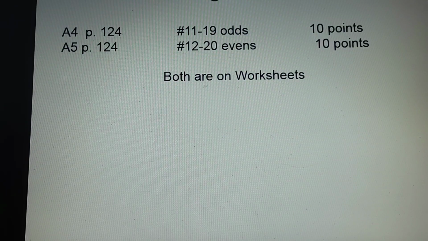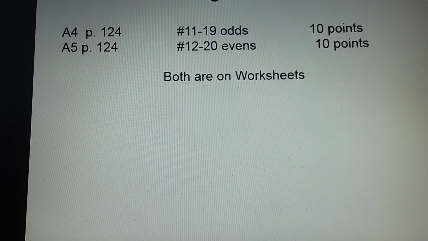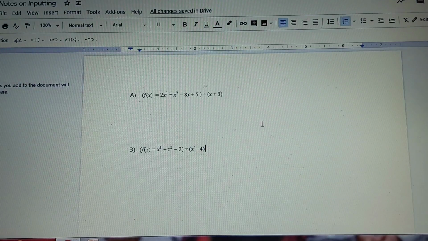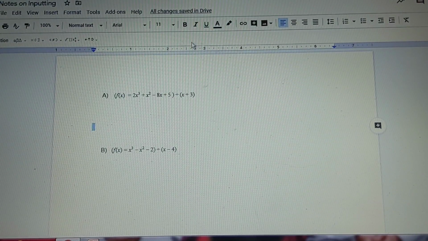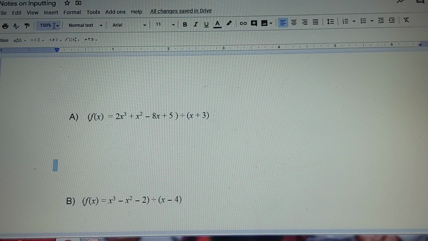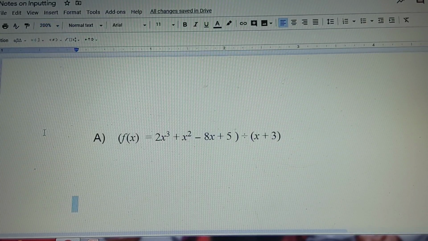Now, these are the assignments that you're going to end up doing. They are both on worksheets. So you are going to see a worksheet that looks like this. Let's get rid of that. Make sure you can read this here. Okay. So you're going to see a worksheet. It's already going to have the problem on it. Okay. You are going to have to type the answers in here.